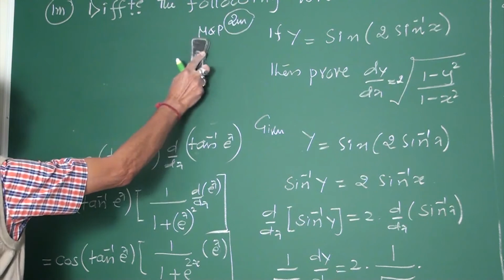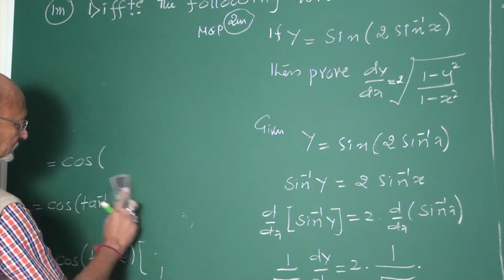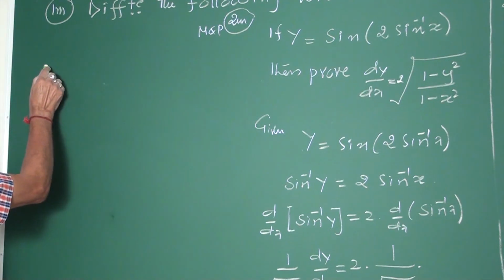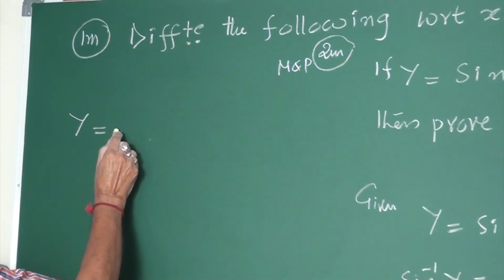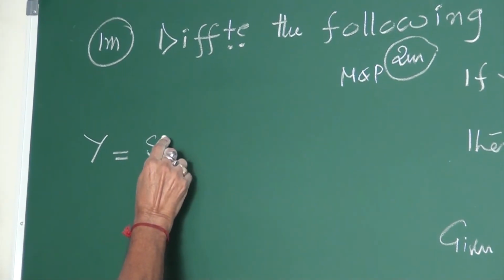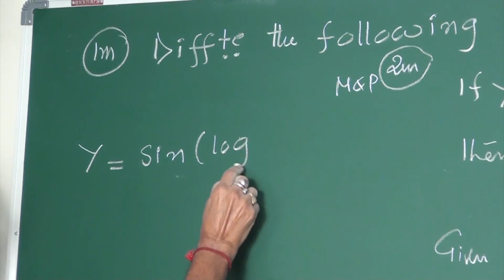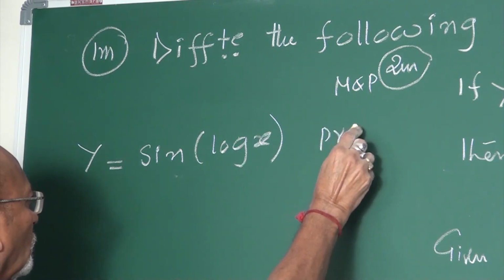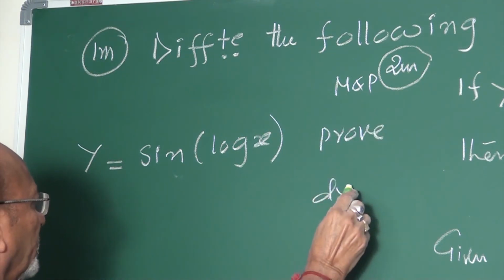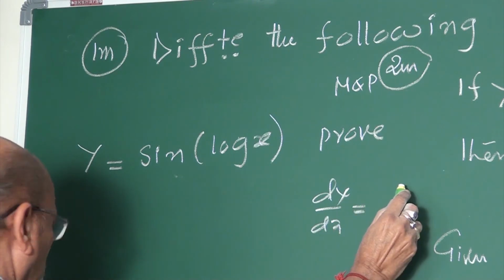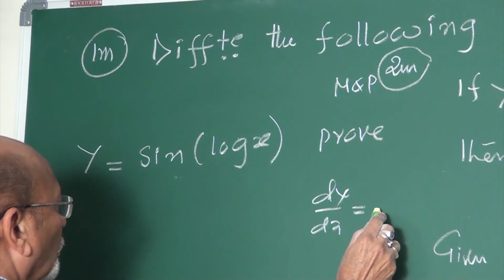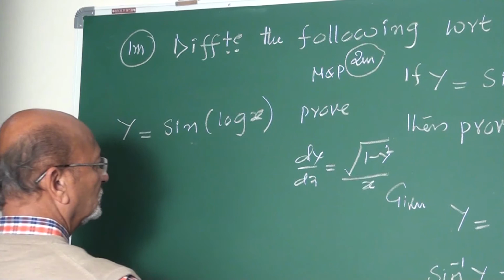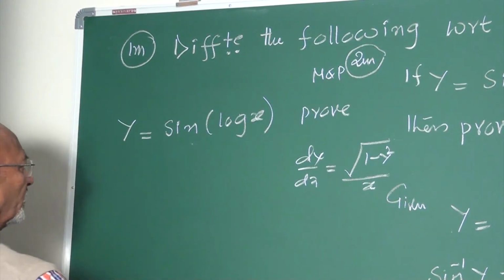If y equals sine log x, the base is not written, which means the same. Then prove dy by dx equals square root of 1 minus y square upon x.